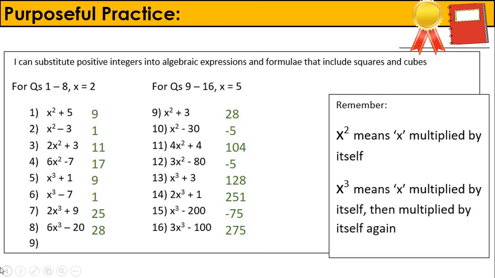Okay, there's a few like that, but you would make sure that you do the power, the indices, first, both the x squared and then later on questions 7 and 8, you do the x cubed first. 2 times 2 times 2, which is 8, multiplied by 2, 16, plus 9 gets us to 25.